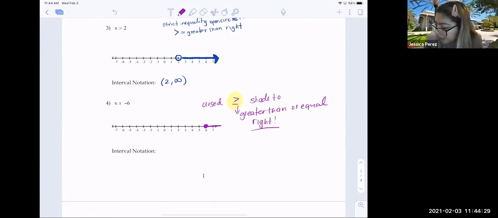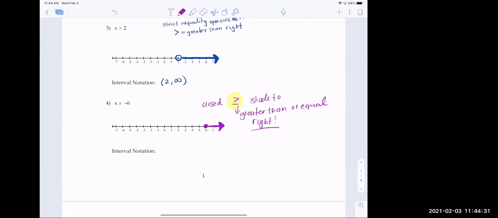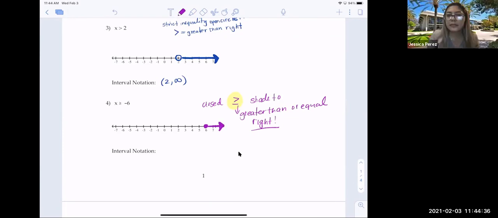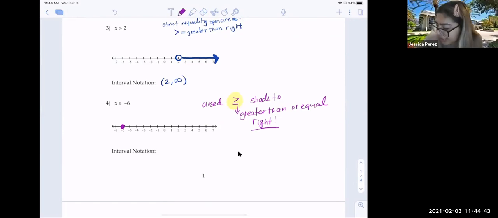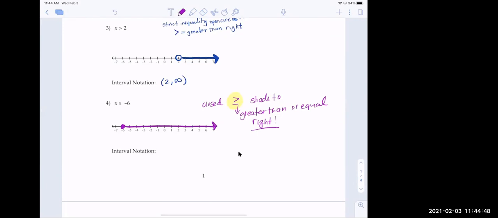Go ahead, Ruth. And I also have a question. I do know that in some of these, sometimes it's a dotted line or a dark line, I think. Hold on, I did this wrong. It's from negative six. So say that again, Ruth. I know that sometimes in these kinds of problems, it's a solid line, or sometimes a dashed line. So these are all solid.